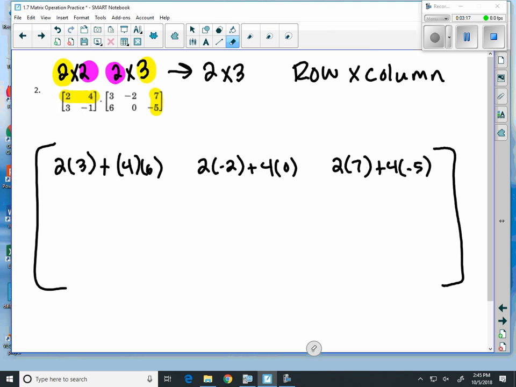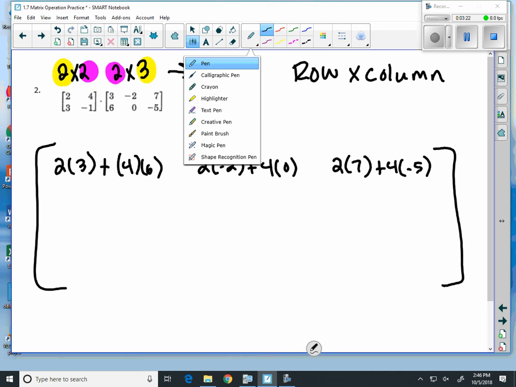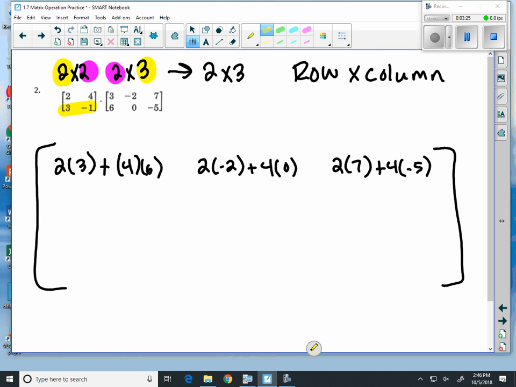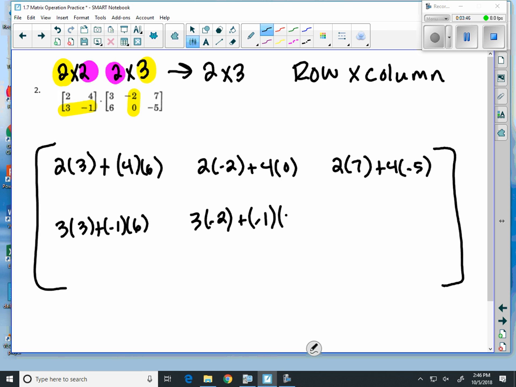Now, once we're done with that row, we've done it to every single column. We're going to go ahead and go to the second row. First column. So in that row, we'll have 3 times 3 plus -1 times 6. Then we go to column 2. 3 times -2 plus -1 times 0. And then we go to the last column.